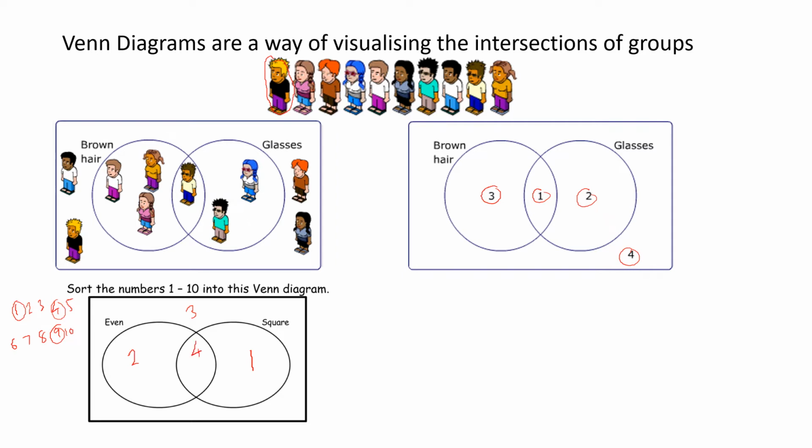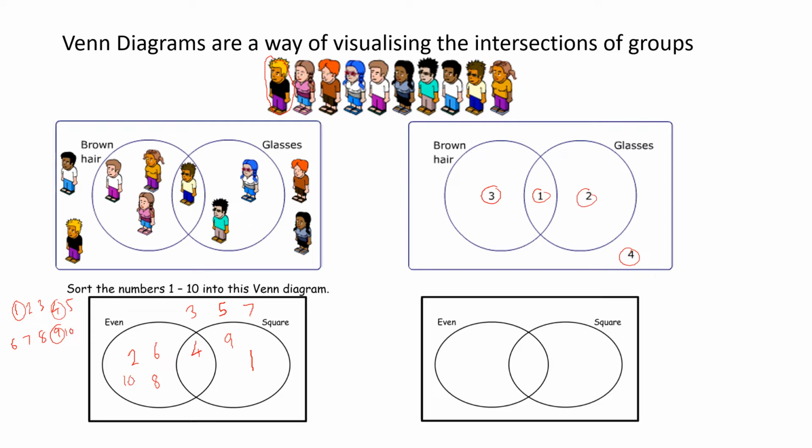Then you can sort of repeat through the process. So 5 is going to go outside, 6 is going to go in even, 7 is going to go outside, 8 is going to go in even, 9 is an odd square, and 10 is even and not a square. So we could split up our 10 numbers in that way.